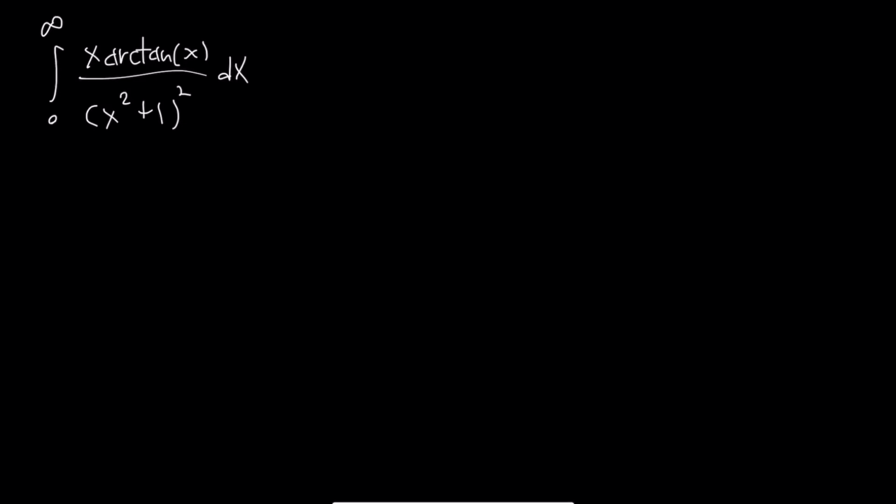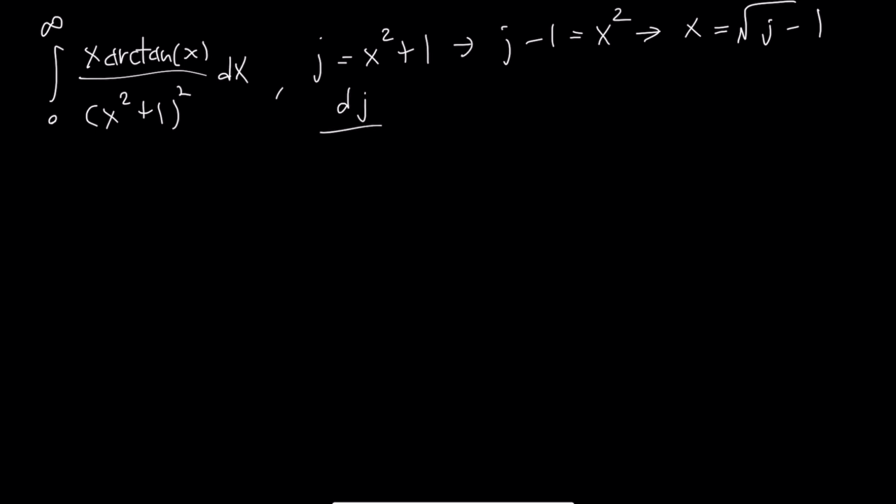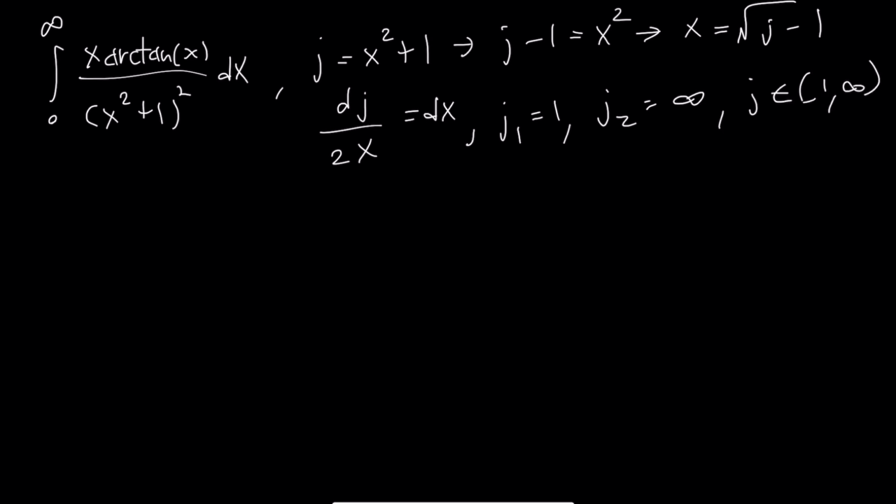Today we'll be finding the integral from 0 to infinity of x arctangent of x divided by (x squared plus 1) squared dx. And we can make a substitution. We could let j equal x squared plus 1, which means that j minus 1 equals x squared, which also means that x equals the square root of j minus 1, and that dj over 2x equals dx. J sub 1 will be 1 and j sub 2 will be infinity. So j is from 1 to infinity.